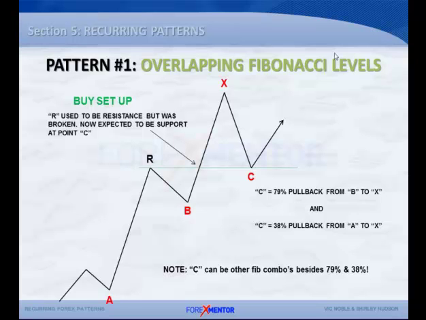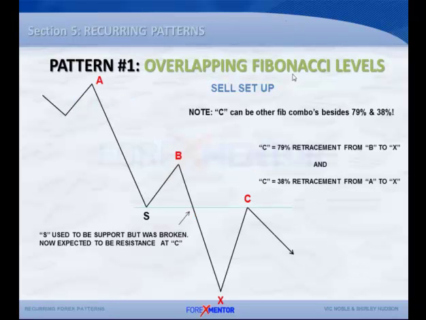And an overlapping Fibonacci sell is just the opposite. You can see I've drawn just the opposite. A goes down to this point S where we get some support. It bounces up to B, down to X, and then we have the overlapping fibs from A down to X, up to this point C. That's a 38% retracement, and then from B down to X, we get a 79% retracement to this level right in here. And this used to be support. It gets broken, and we can now expect it to become resistance.